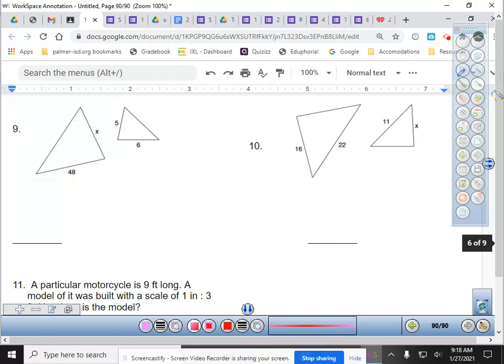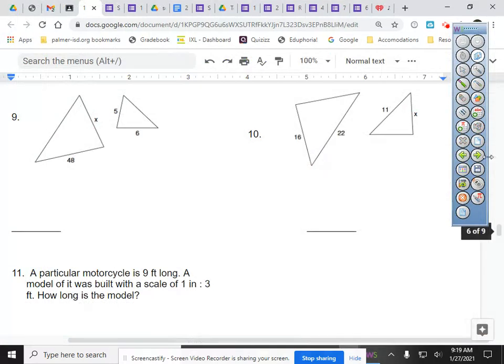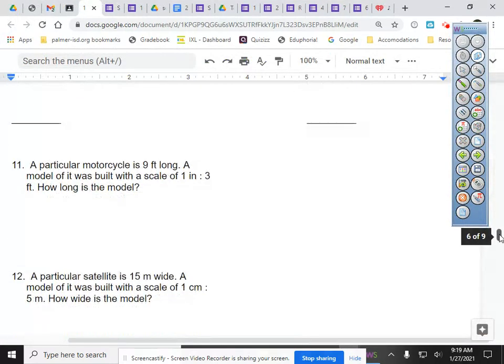Page 6. So on number 9, do you see the X here? Yes, ma'am. What number corresponds with X? The 5 does. See it's flipped around? Oh, I see it. And then here, do you see the X? What number corresponds with X? The 16 does. You see how it's flipped around? I'm not going to make you work those. I just want to point that out to you that sometimes you got to pay a little closer attention.